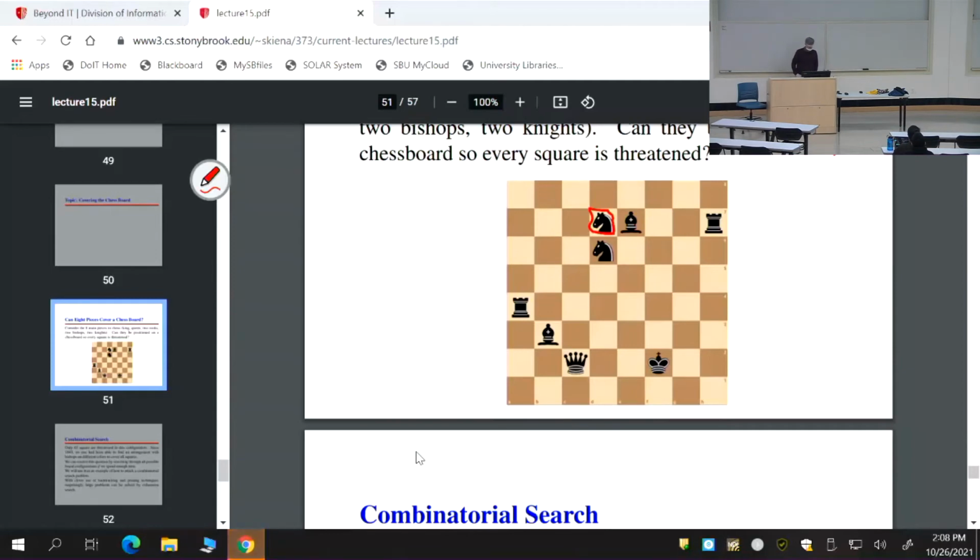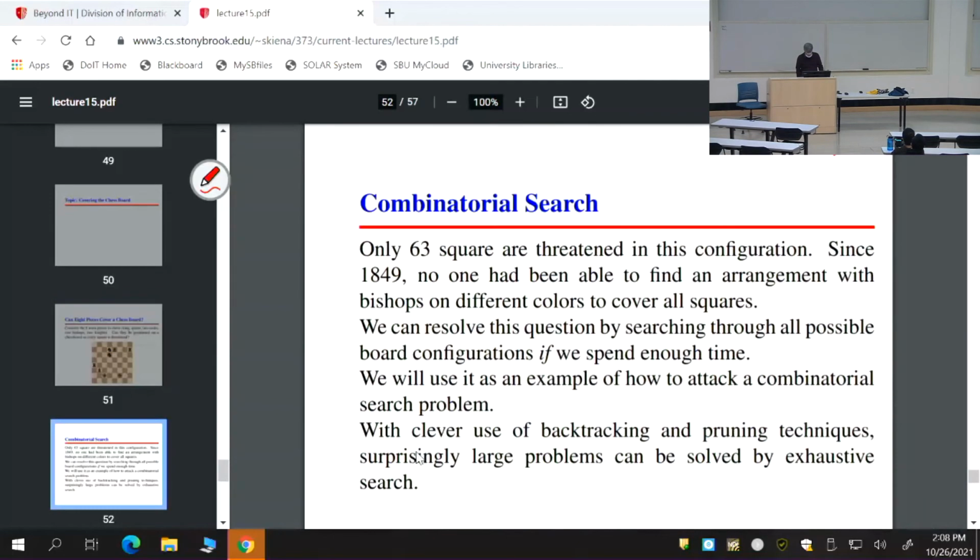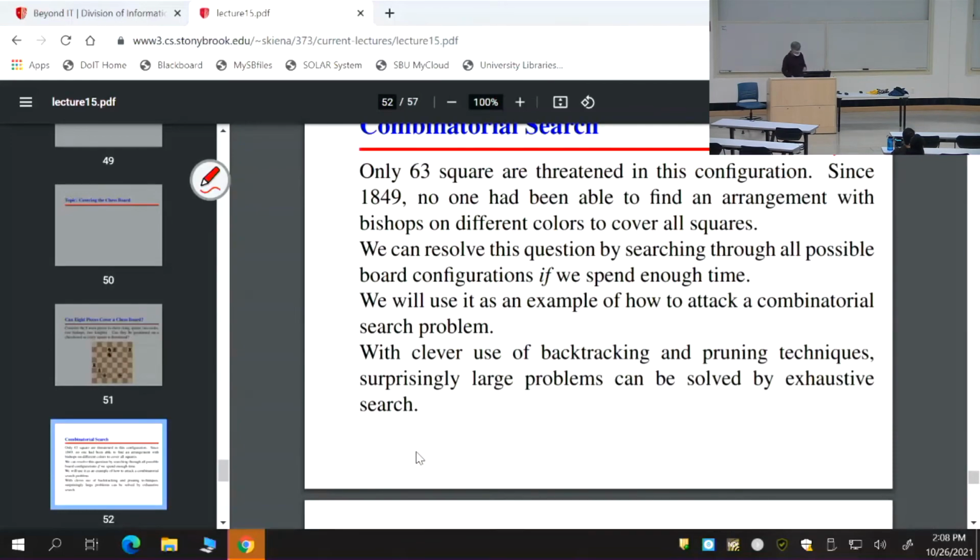So this is a configuration that has the property that you take the 8 main pieces in chess, you can arrange them on a chessboard so that 63 out of 64 squares are threatened. It's a reasonable question to ask, is there a way to make it so that all 64 are threatened? And people asked this question, like I said, first time in 1849. Nobody had found one that could threaten all 64 squares.